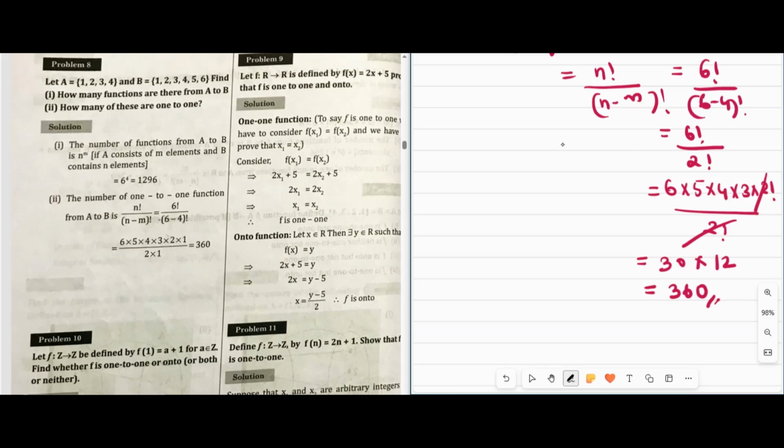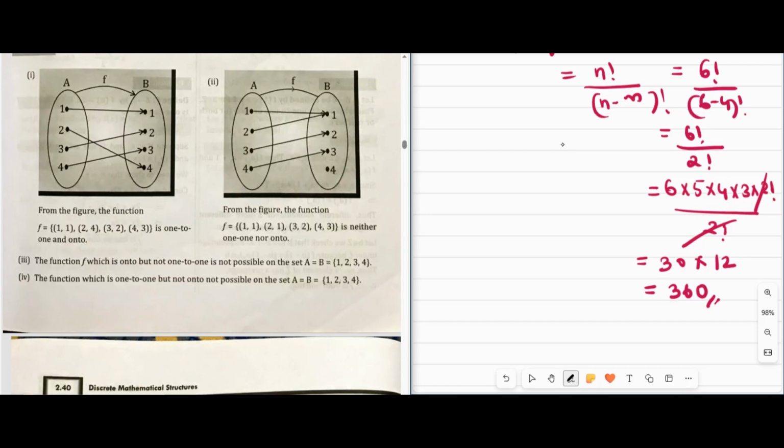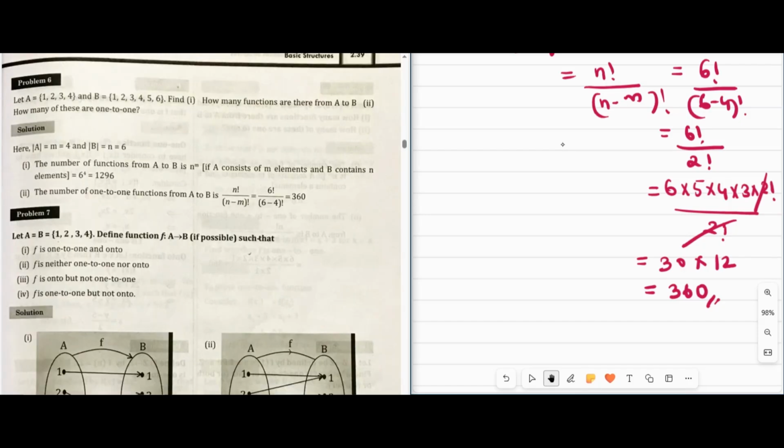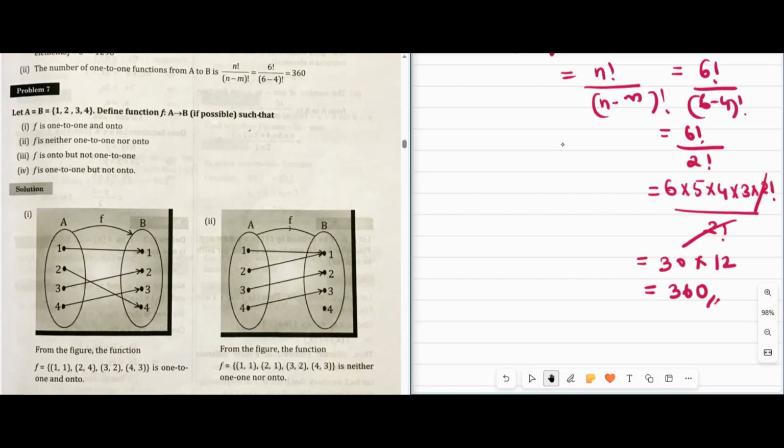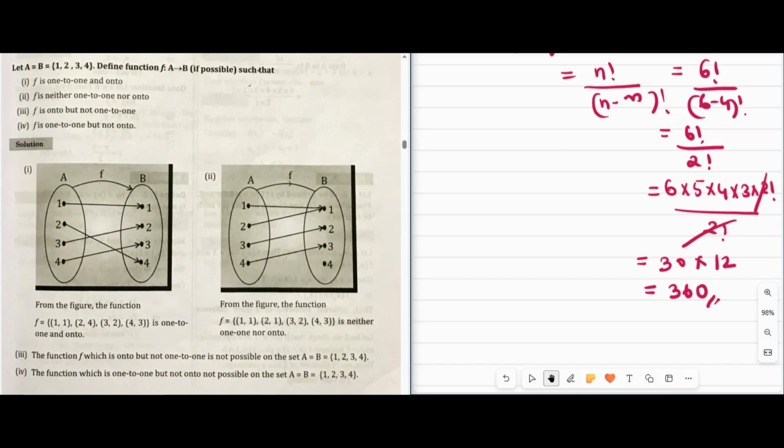Then, moving on to the next question: if A and B are {1, 2, 3, 4}, define a function, if possible, such that f is one-one and onto. We have to find the answer for ourselves.